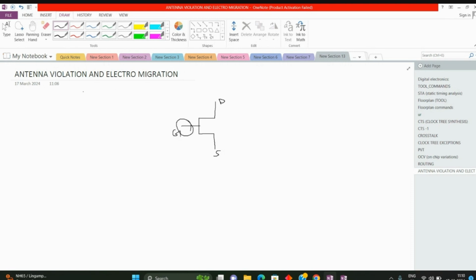So what we are discussing now is antenna violation. What does antenna violation mean? In the fabrication step, they need to form the layers and all, right? So they are actually making the chip. Big industries will be there. In India, we don't have any manufacturing unit till now. In China and Taiwan, only manufacturing units are there.